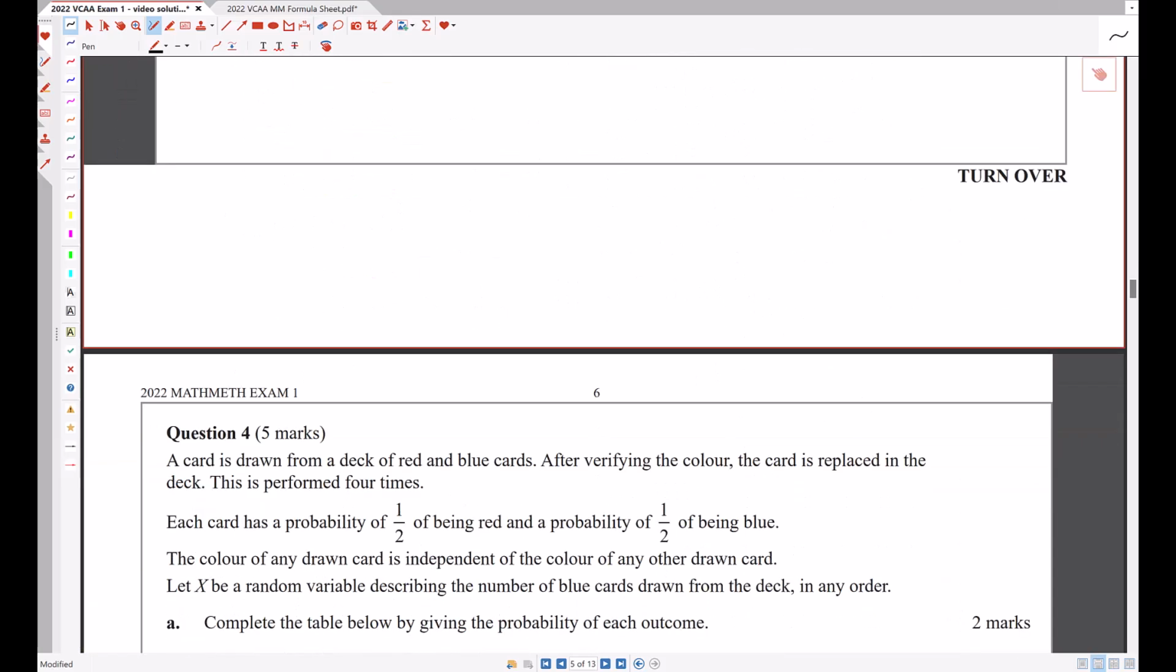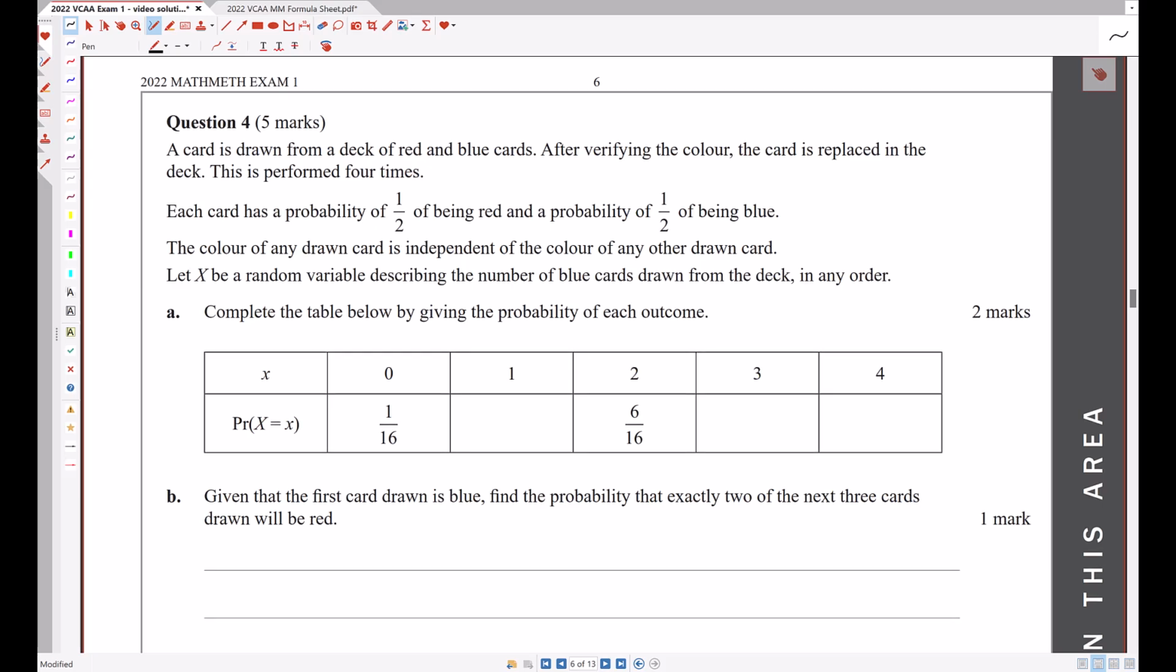Okay, and question 4. So we're into some probability. So a card is drawn from a deck of red and blue cards. After verifying the color, the card is replaced in the deck. This is performed 4 times. Each card has a probability of 1/2 of being red and a probability of 1/2 of being blue. The color of any drawn card is independent of the color of any other drawn card. Let X be a random variable describing the number of blue cards drawn from the deck in any order.